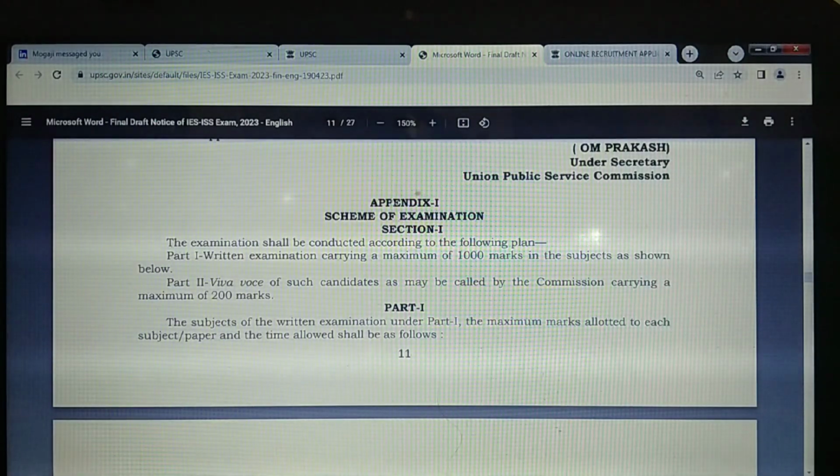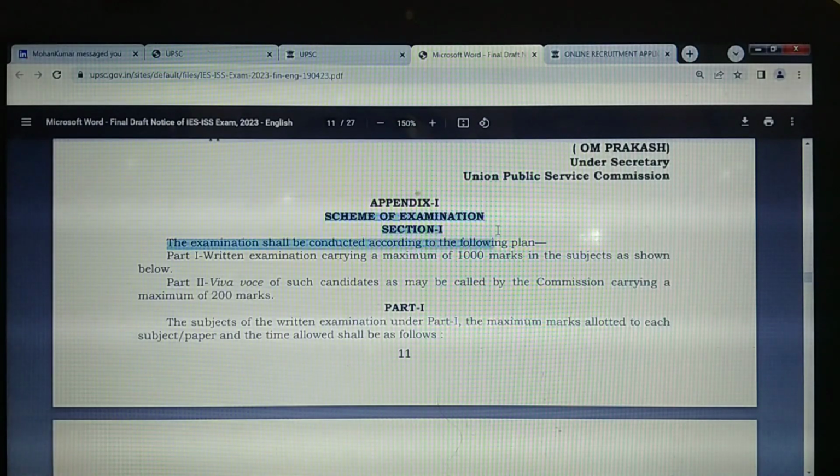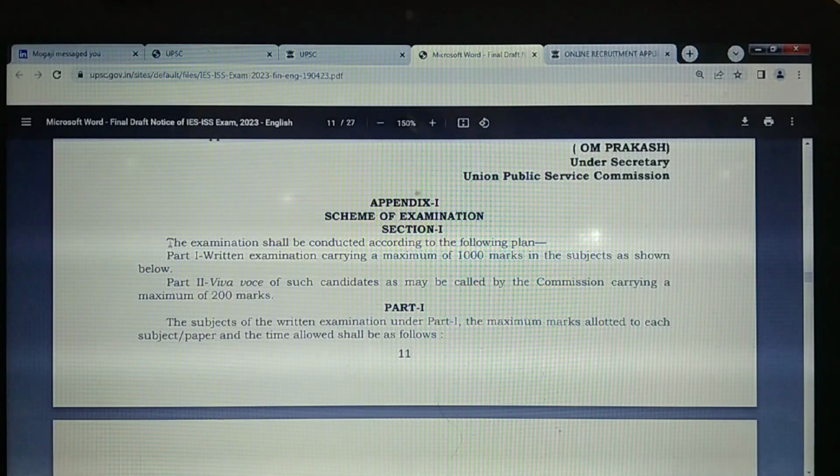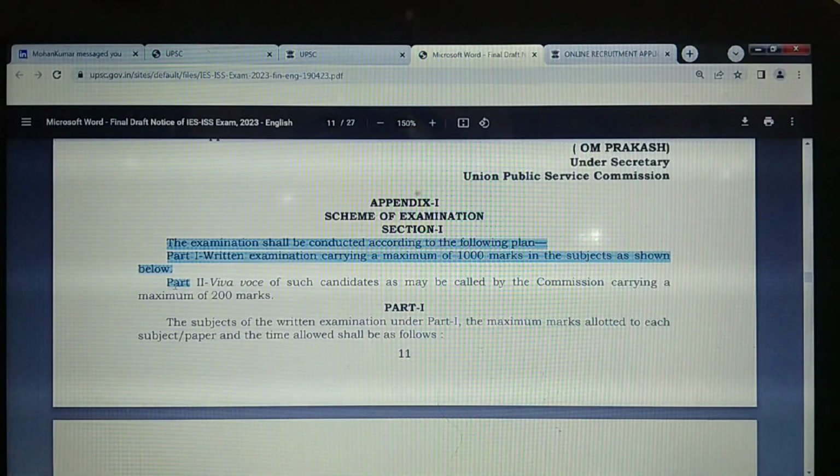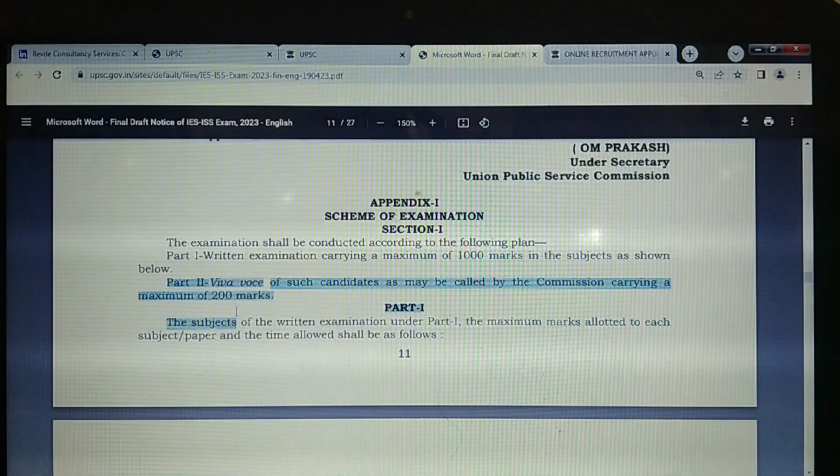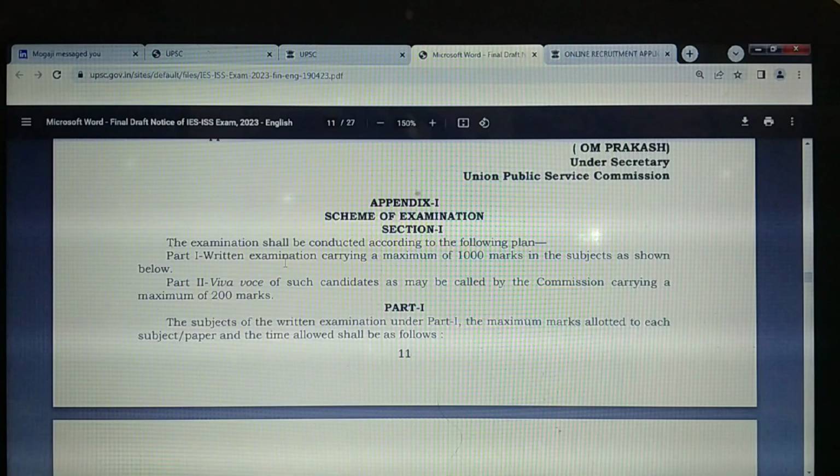Scheme of examination. This is very important. Section 1, Part 1: written examination carrying a maximum of 1000 marks in the subjects shown below. Then the interview, carrying a maximum of 200 marks, for such candidates as may be called by the commission.